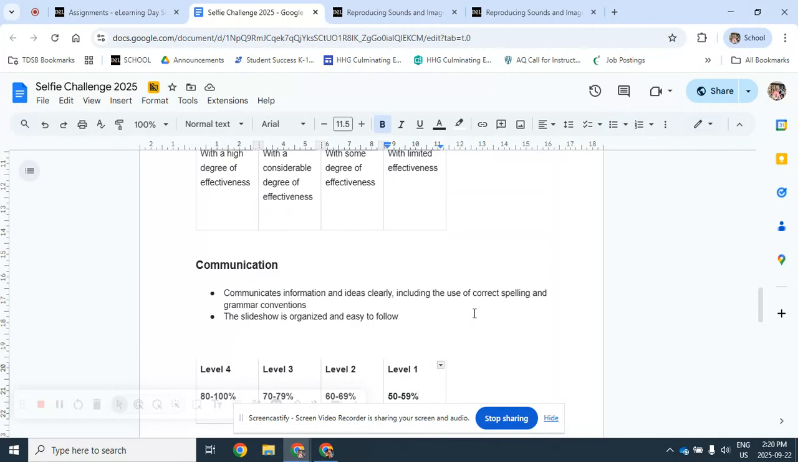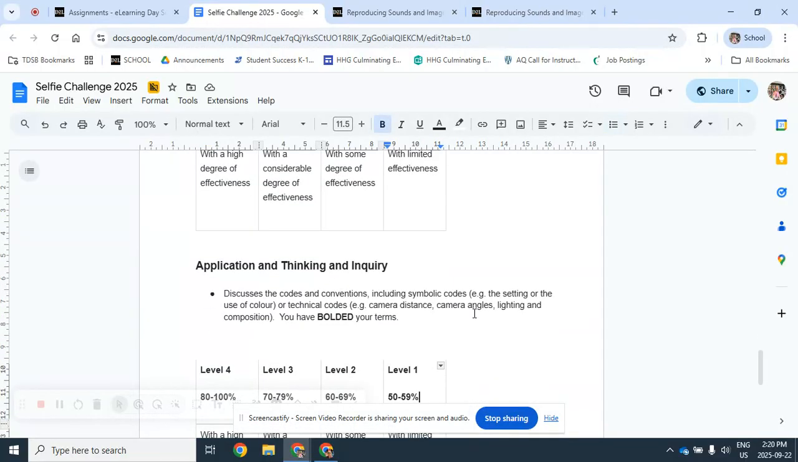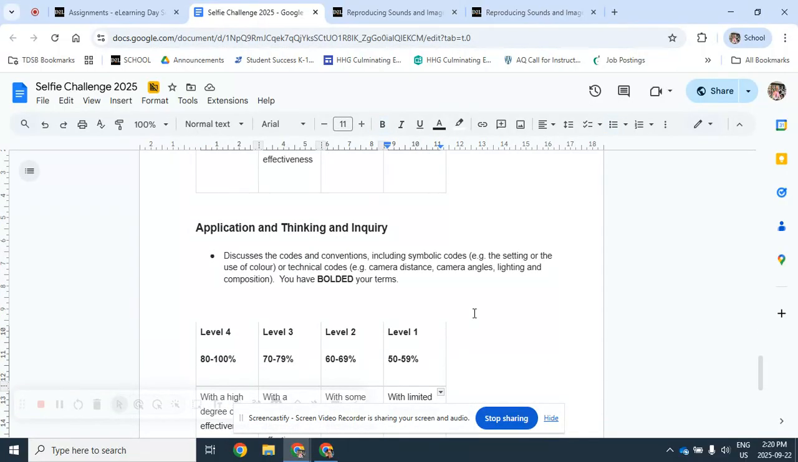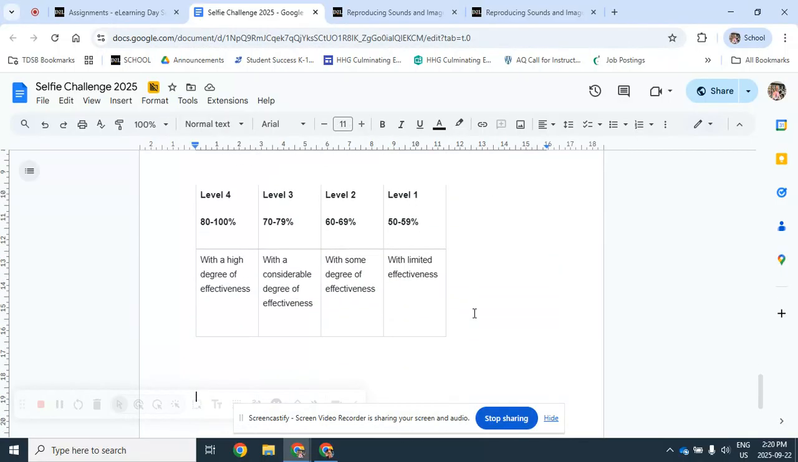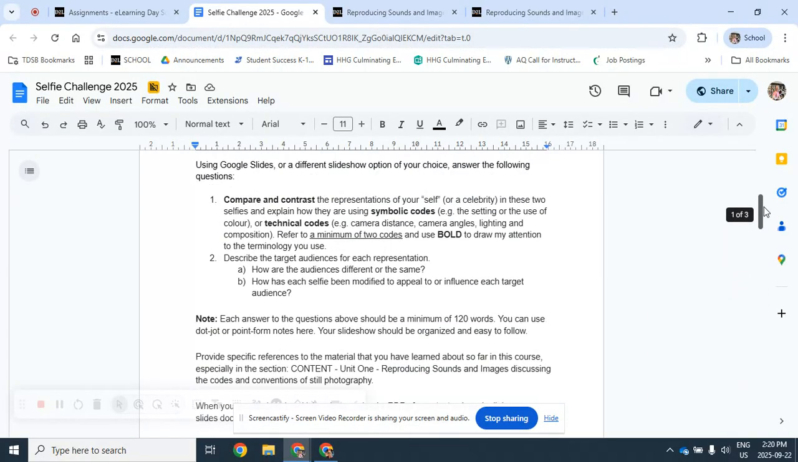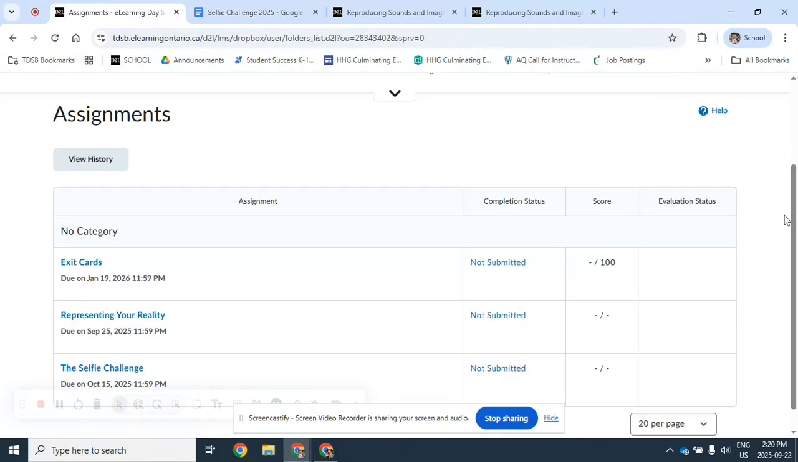Using the correct use of spelling and grammar conventions, of course, and the slideshow needs to be easy to follow and organized. For application and thinking of an inquiry, you are going to discuss the codes and conventions, including symbolic codes, for example, setting, color, and technical codes, camera distance, camera angles, lighting, composition, and you have bolded your terms. In order to get level 4, you must bold your terms. So that's about it. So that's basically how I am going to be evaluating that assignment.